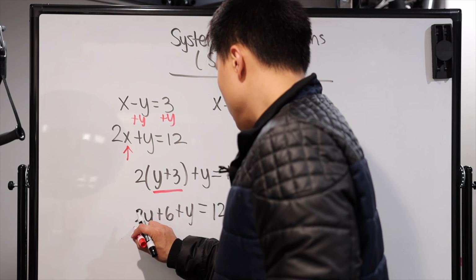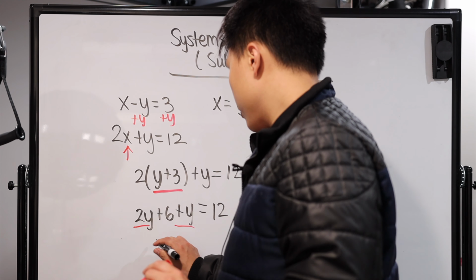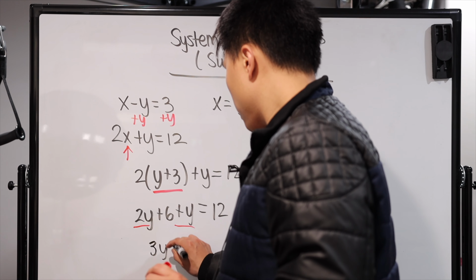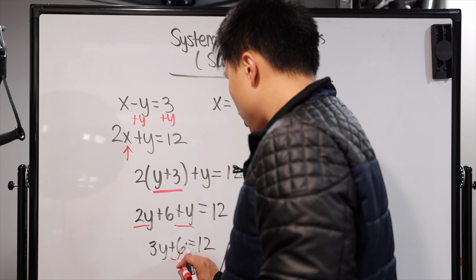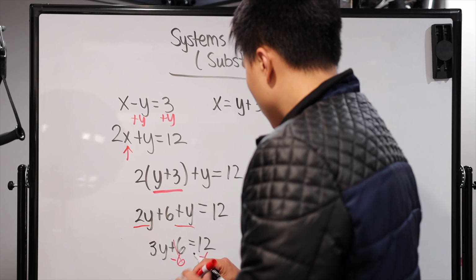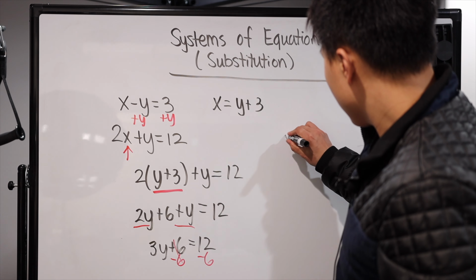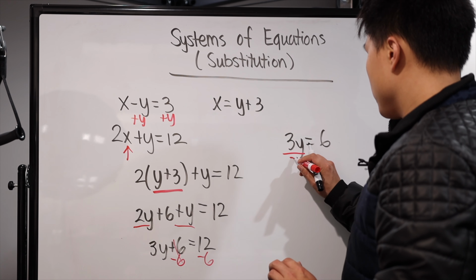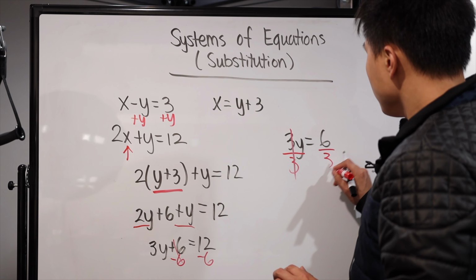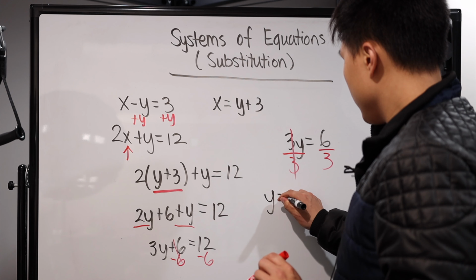Combine like terms. You have 3y plus 6 equals 12. Subtract 6 on both sides. And let's see, what do we have? We have 3y equals 6. Divide by 3 on both sides because we're just solving for y now. y equals 2.